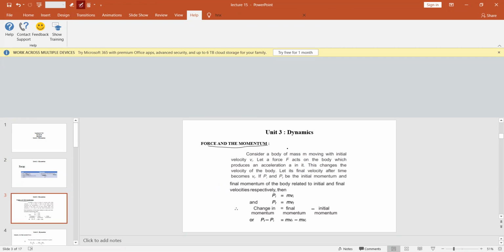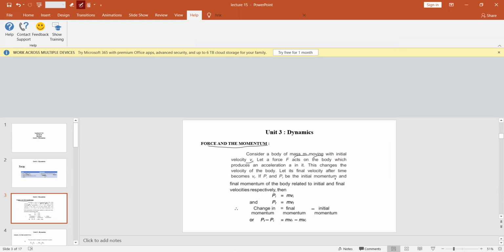So consider a body of mass m moving with initial velocity vi. So see, if there is a body, obviously it has some mass, and if it's in a state of motion, it means it is moving with some velocity, and initially it has velocity vi, right? So when force is applied on that body, acceleration is produced, right? How is acceleration produced? If the body is moving, when force is applied, its velocity will be changed. When velocity changes, then acceleration will be produced in the body, right? So this change in velocity leads to acceleration.